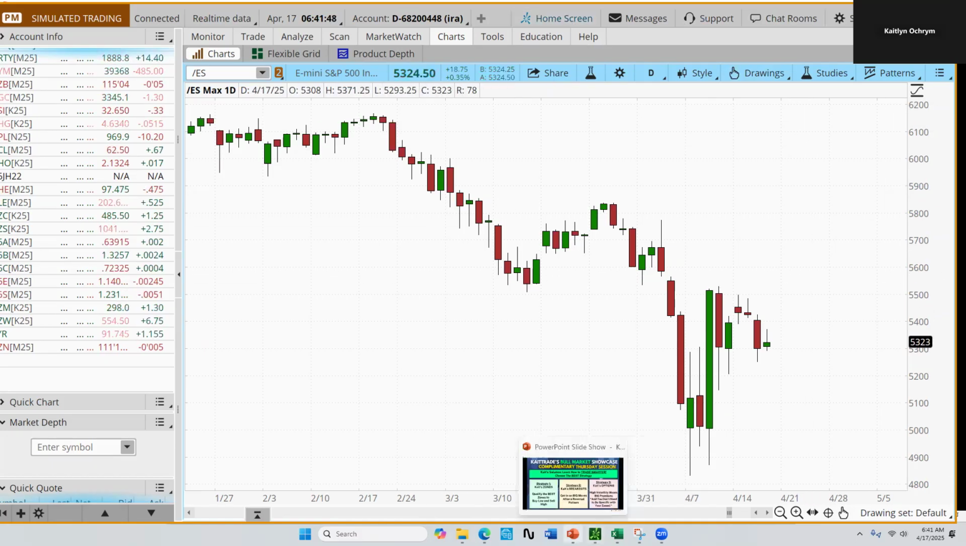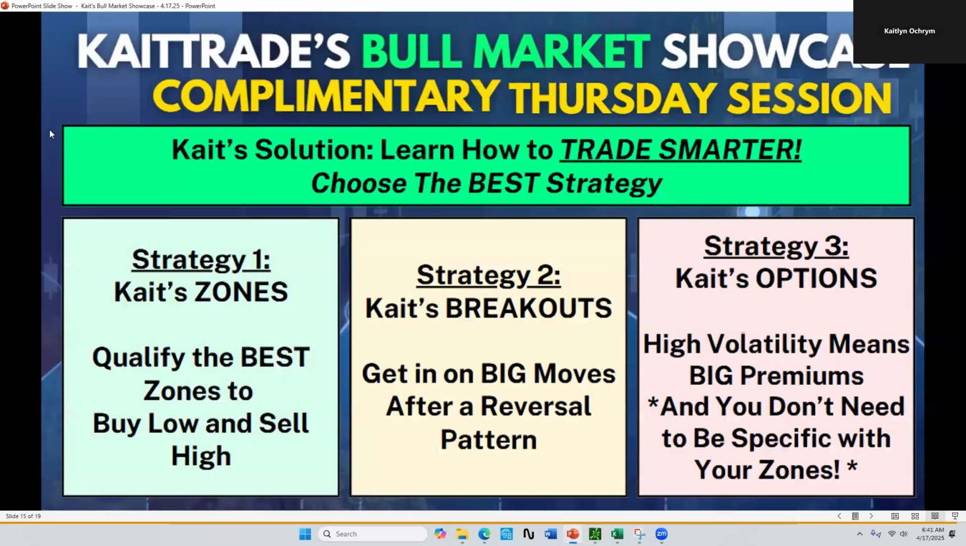So if I'm looking at my strategy grid, probably not a great day to do options. So I'll take that one off for today, but we need to consider it in terms of the bigger picture. That leaves strategy number 1 and strategy number 2. Do we want to take a zone or do we want to take a breakout? Well, let's come back to our charts and see what's going on today.